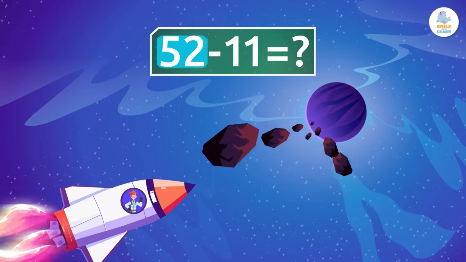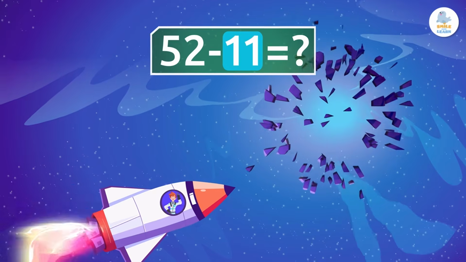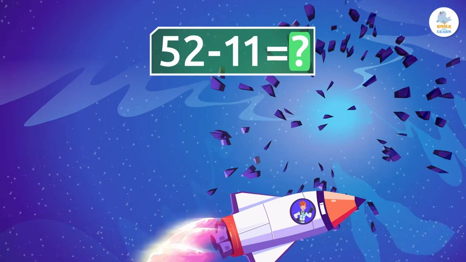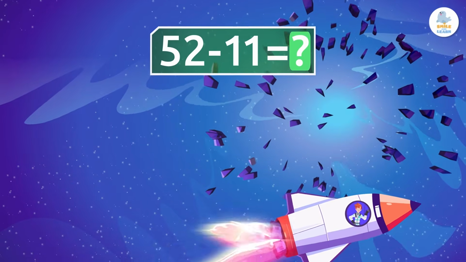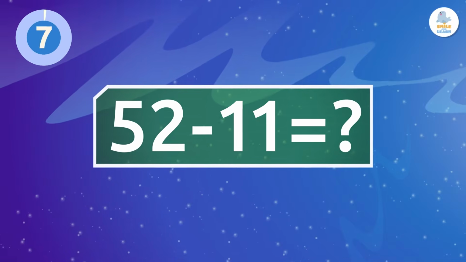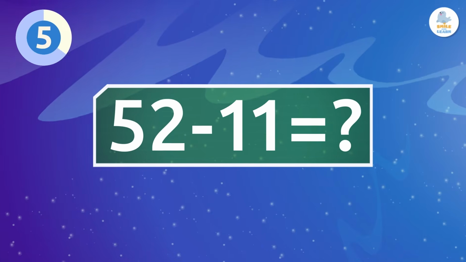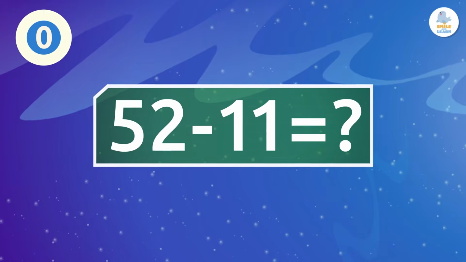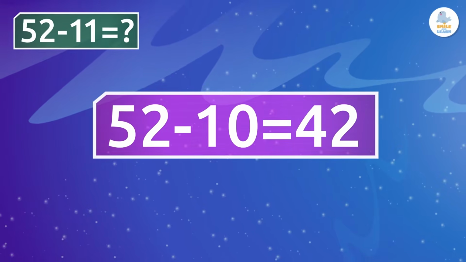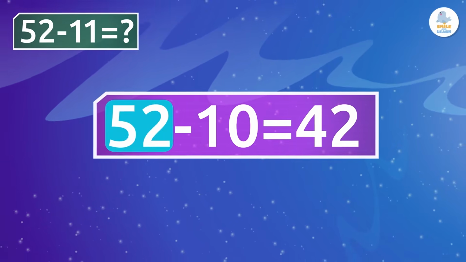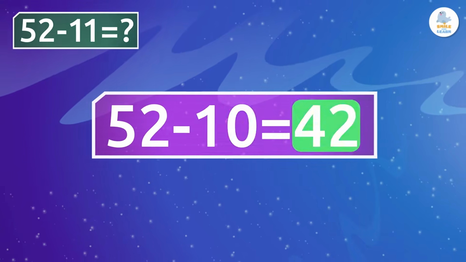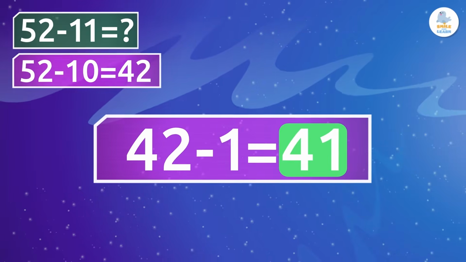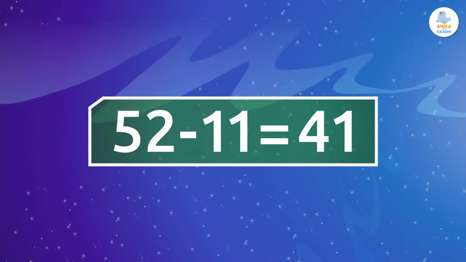And if we have 52 asteroids and 11 of them crash into a planet and disintegrate, how many asteroids do we have left? Exactly. 52 minus 10 is 42, and 42 minus 1 gives us 41. We have 41 asteroids left.